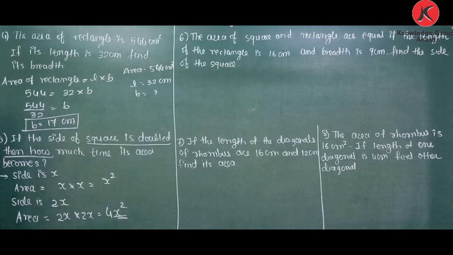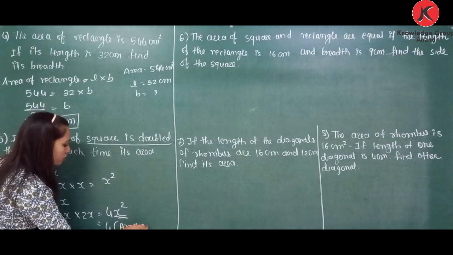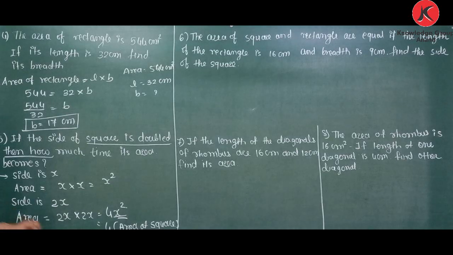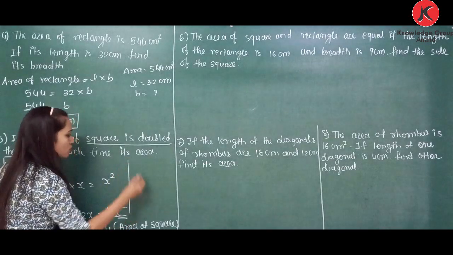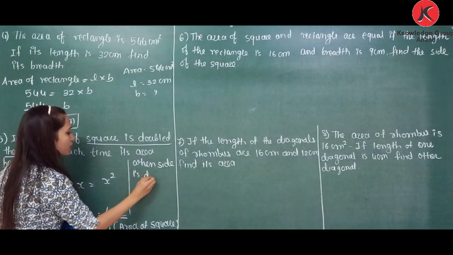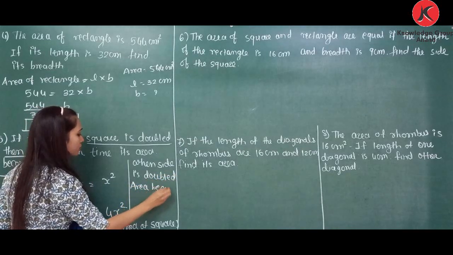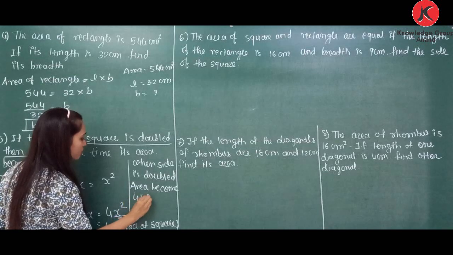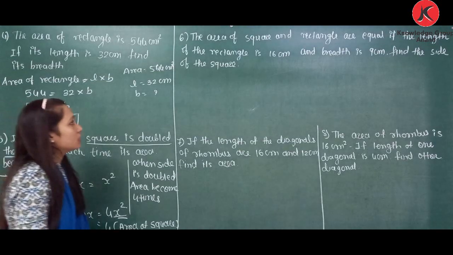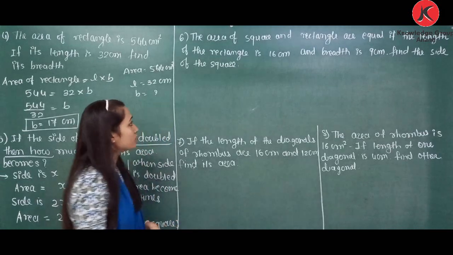4x square is what? Area of a square when side is 2x centimeter. It means when side is double, area becomes 4 times. So we can write, when side is double, area becomes 4 times.